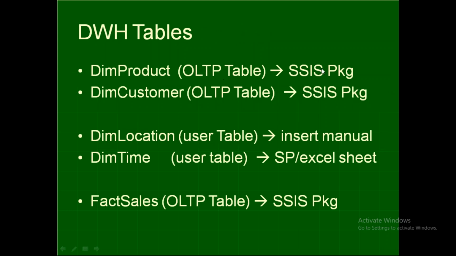Now, for the dim product table from OLTP, a package needs to be created, and in this we need to perform incremental loading. For the dim customer table also, we have to create one SSIS package, and for this also the data will be dumped using the package. Dim location table, we have already done, I think, but I had used simple manual insert statements.